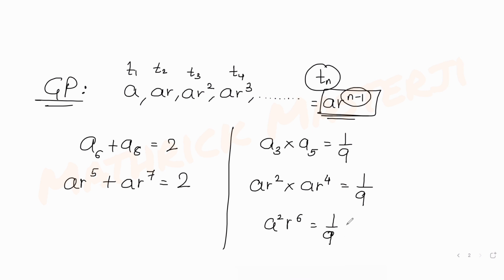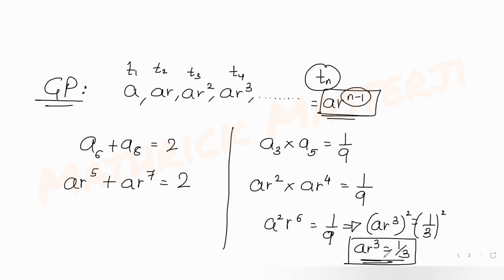Further, if I simplify that, I can write it as (A R cube) the whole square, which is equal to 1 over 9, or I can write that as (1 over 3) the whole square. So from here, if I take the square root on both sides, I get A R cube is nothing but 1 over 3. So you get the value of A R cube from this expression.